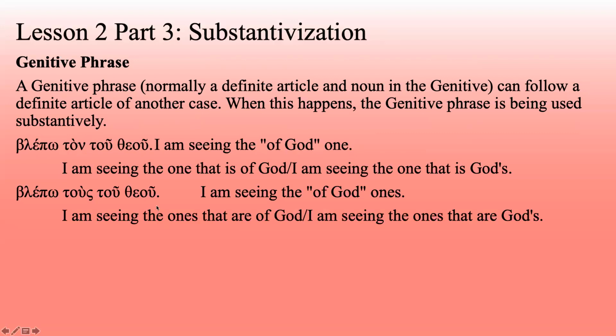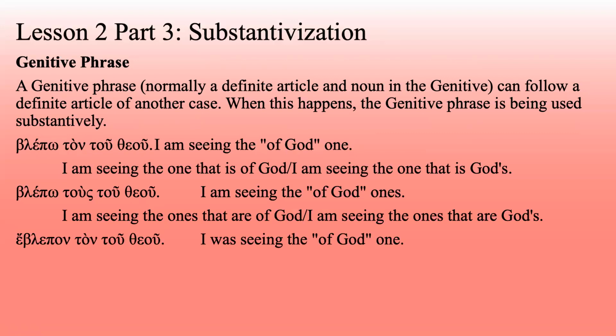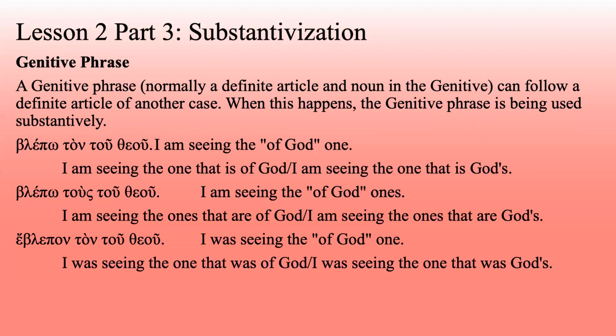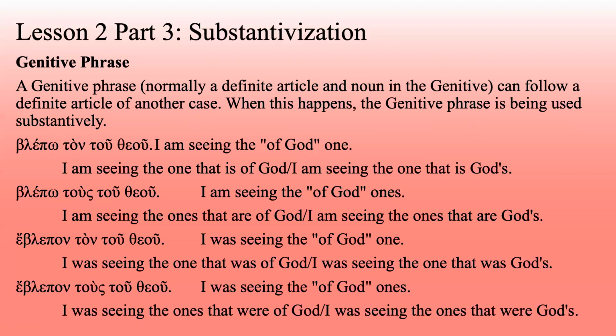Now, theou is singular because God is singular, but tous is plural because the ones are plural. So I'm seeing the ones that are of God, or I'm seeing the ones that are God's. Eblepon ton tou theou, I was seeing the of God one, or if we're going to spin it around, better English, I was seeing the one that was of God, or I was seeing the one that was God's. And here we've got it past with some plural. I was seeing the of God ones, and I was seeing the ones that were of God, or I was seeing the ones that were God's.